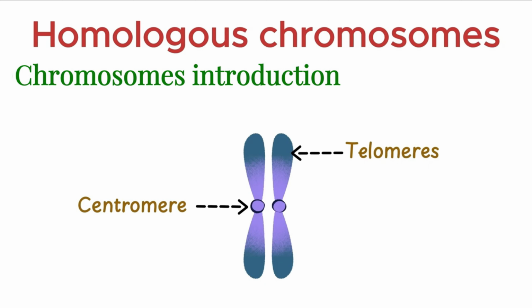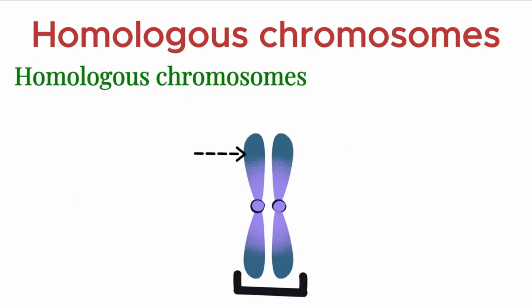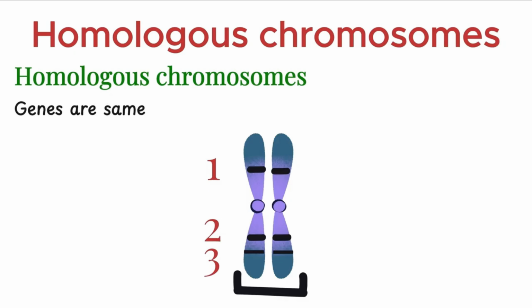Now, chromosomes exist in pairs, and these are called homologous chromosomes. In every pair, one chromosome is inherited from the mother and the other from the father. What makes these pairs homologous is that they carry the same genes arranged in the same order along their length. However, here's the crucial part. While the genes are the same, the versions of those genes, known as alleles, may differ.